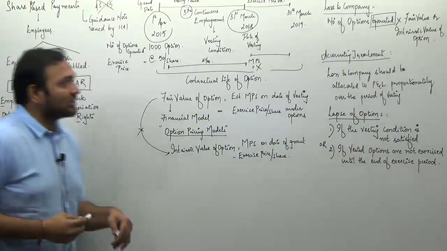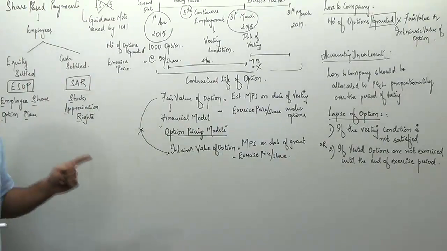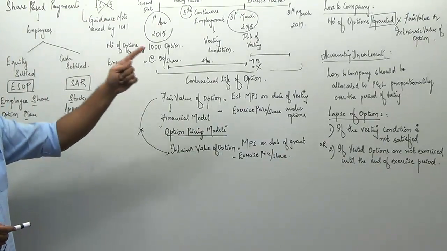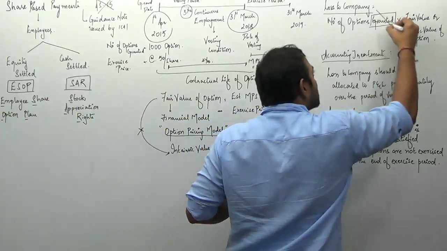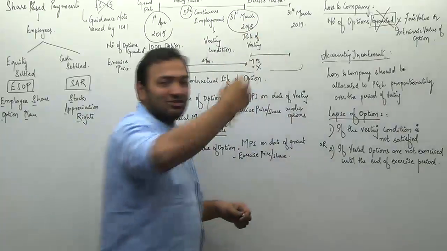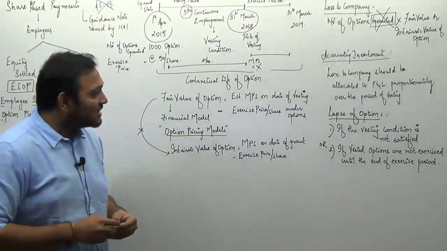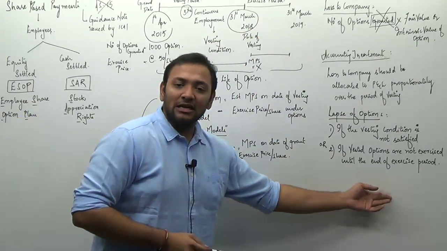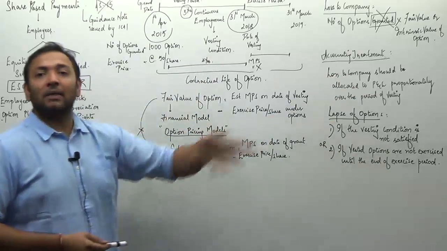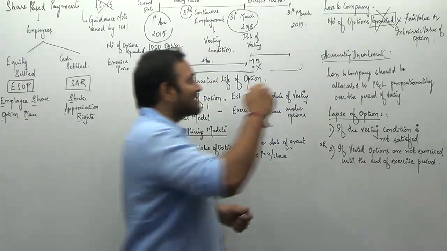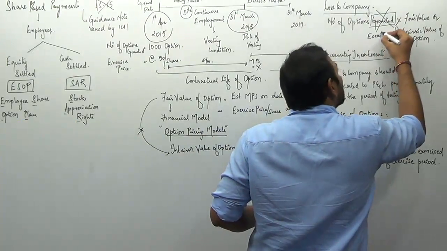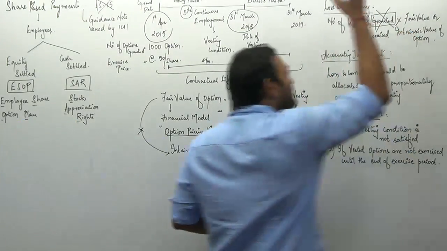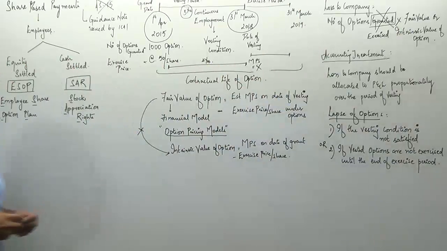Now tell me, what is a correction? Loss to the company is number of options. This is wrong. It is not number of options granted, because sometimes there can be a lapse. If there is a lapse, to that extent the company has never incurred a loss. So I'll say number of options exercised.